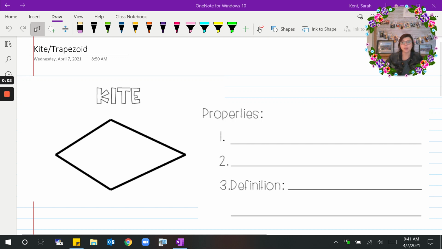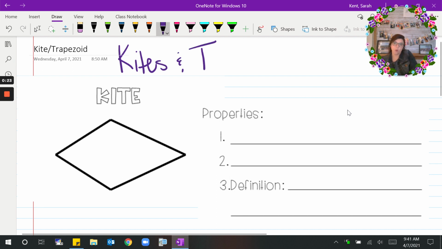You made it to part 3, the last of our properties. So these are the weird shapes. We saved them for the last because they're different. These today that we're looking at are kites and trapezoids. So these are still quadrilaterals because they have 4 sides, but they will not connect at all to the other 4 we've looked at. They're totally different.